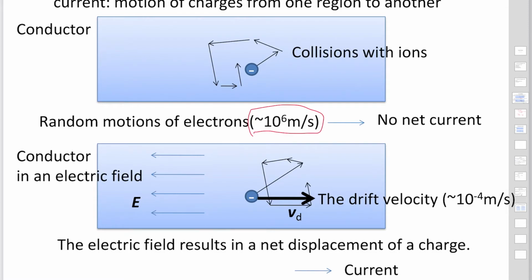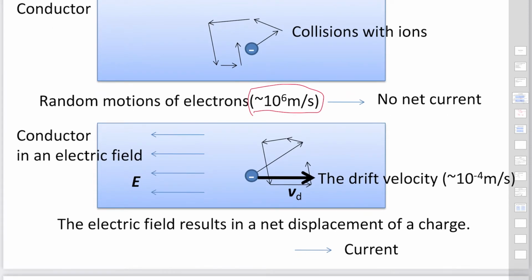In the conductors, an electric field is applied. Then the electron is moving in one direction. So in this case, the electric field is directed toward the left, then the electron is moving to the right. Then the drift velocity becomes about 10^-4 meters per second.